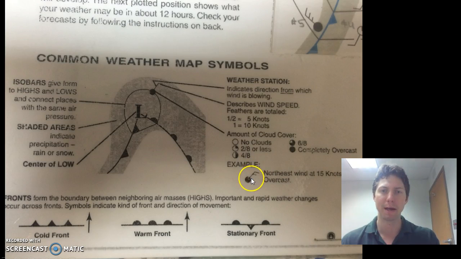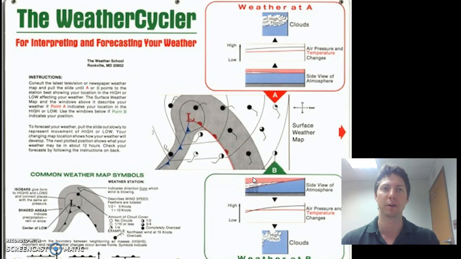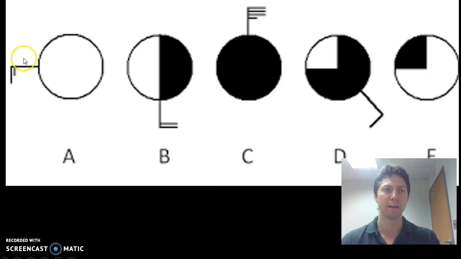The next part is wind direction. This would be that big line that comes off of the circle. If I look at these examples, this wind is coming from the west, so we call that a west wind. This is a south wind, a north wind. This is a southeast wind. And something to note is that this is the direction the wind comes from, not the direction the wind is going. That can be a little confusing for some people.